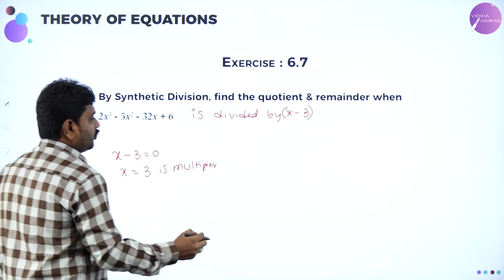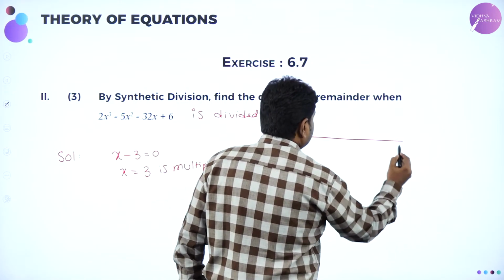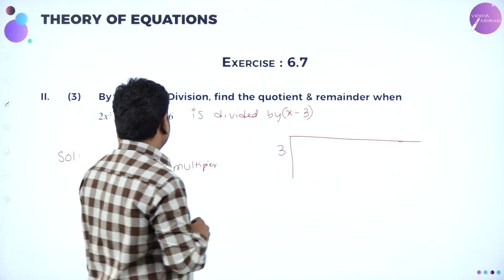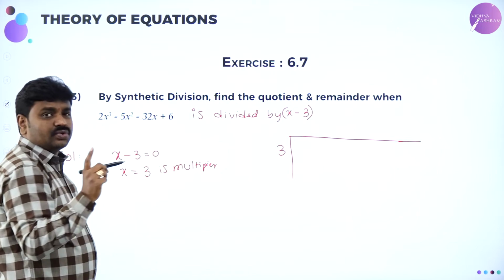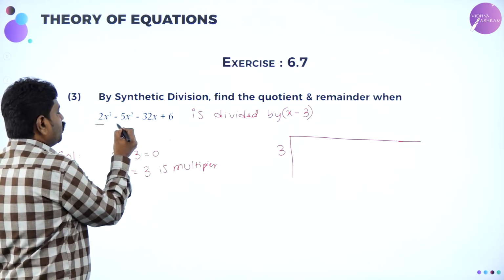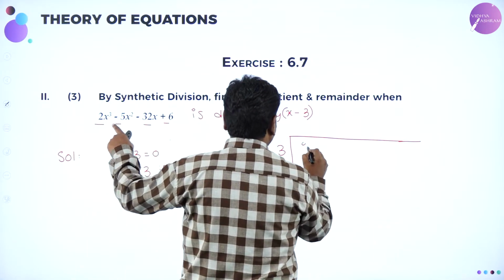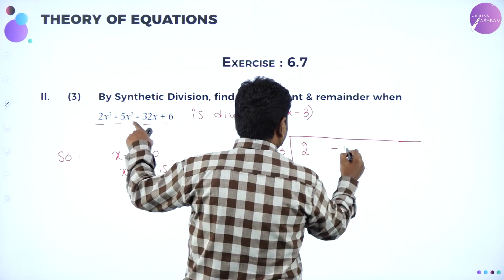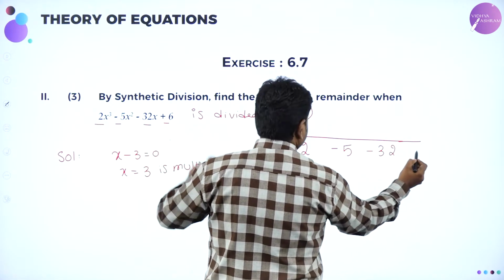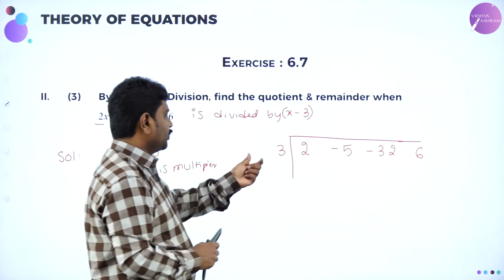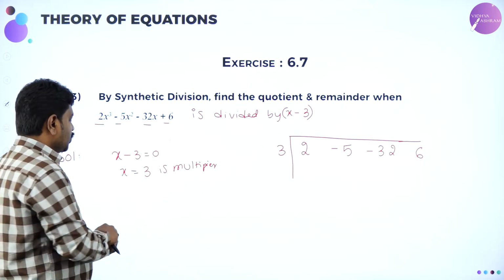So now we should take this 3 and divide the given equation. What is the equation? 2x cube minus 5x square minus 32x plus 6. Dear student, take only quotients: x cube quotient, x square quotient, x quotient and constants. What is the quotient of x cube? 2. Then write the quotient of x square, that is minus 5. Then the quotient of x, that is minus 32. Then write the constant 6. First you take the multiplier when you are dividing with x minus 3. Equate it to 0 and x is equal to what? 3.